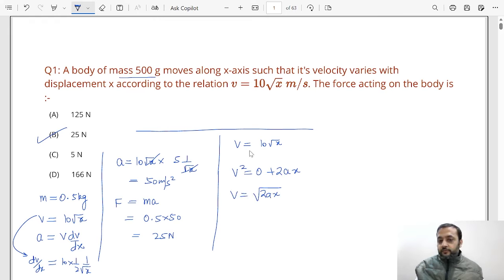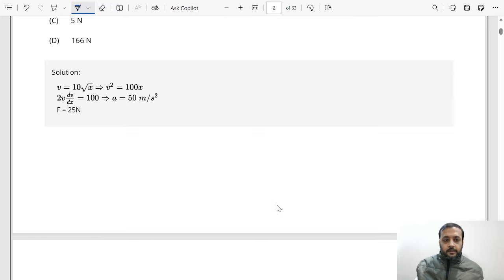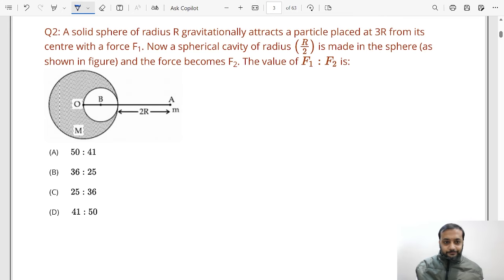If you compare this given relation with this relation, then also we can say that root of 2a will be equal to 10. Yes or no? That means 2a will become 100, that means a will become 50. So this is one more way of finding the acceleration. If I compare this given equation with the kinematics equation, I hope you have understood both the methods. Moving on.